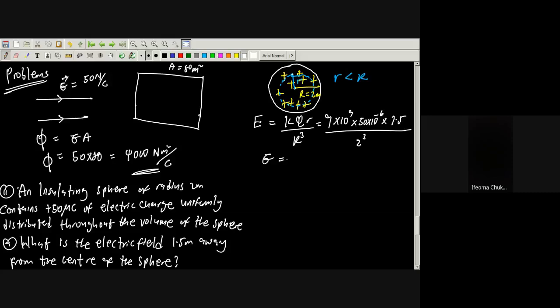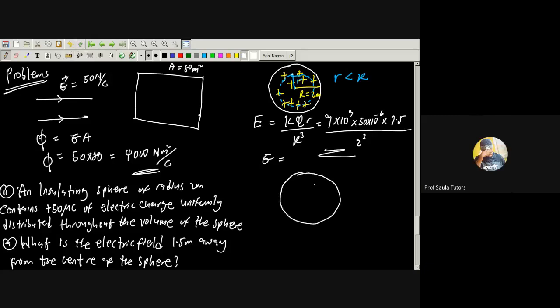So 450 times 1.5 is 675, times 1000, divided by 8. That is 84,375 newtons per coulomb. You get your answer. I don't want to show you the steps. That's it. Next, you want to look at a point outside this sphere.